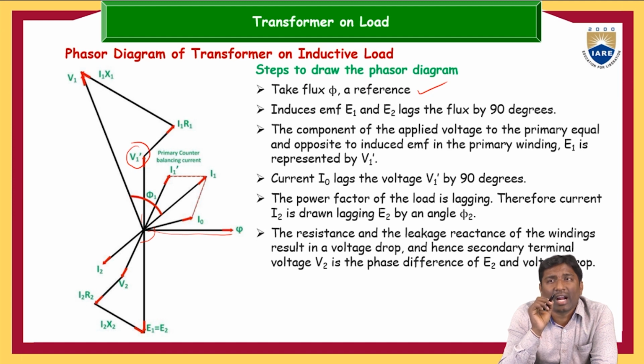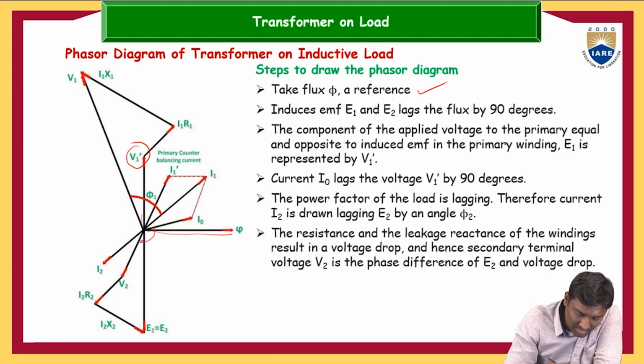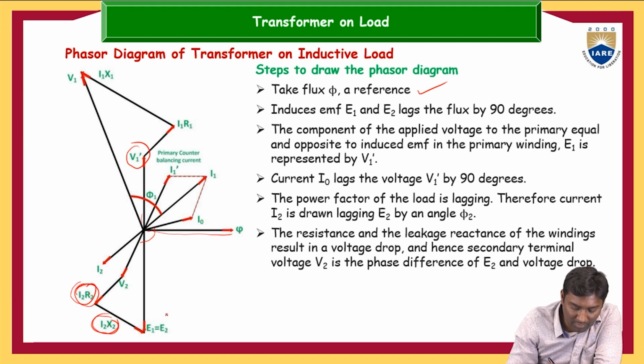The resistance and leakage reactance of the winding result in a voltage drop, and hence the secondary terminal voltage V2 is the phase difference of E2 and the voltage drop. You can observe here, this is V2, and V2 is equal to the phasor sum of the leakage reactance and the resistance drop subtracted from the induced EMF E2. That is, V2 is equal to E2 bar minus I2 R2 bar minus I2 X2 bar.